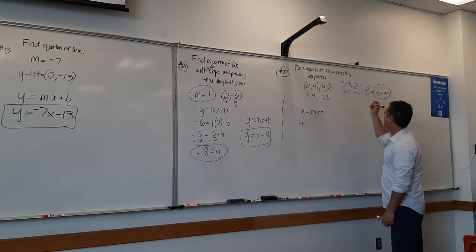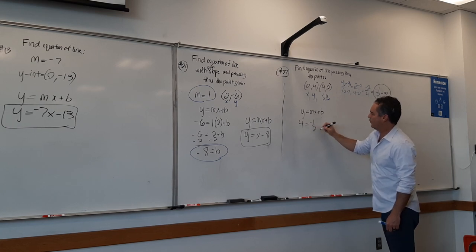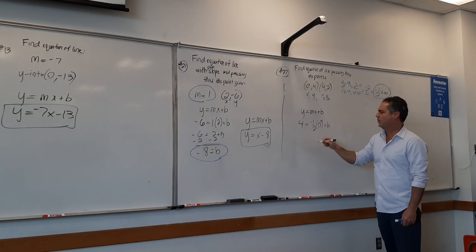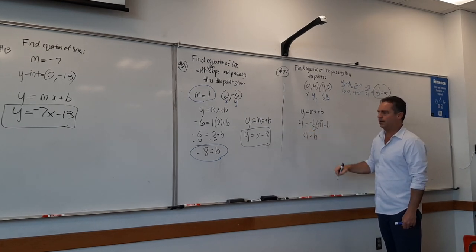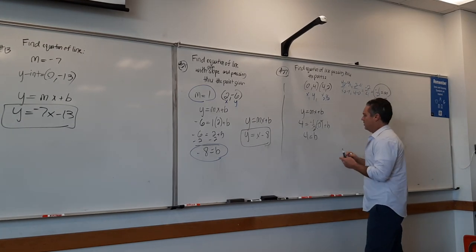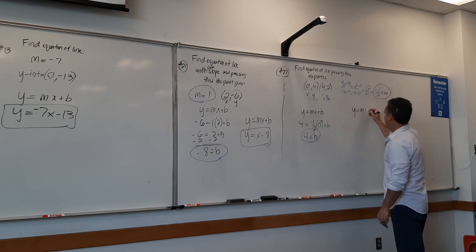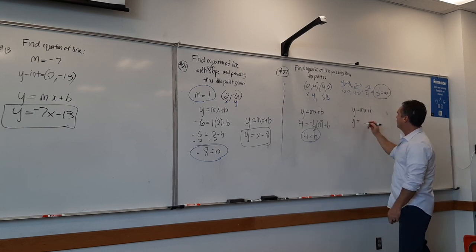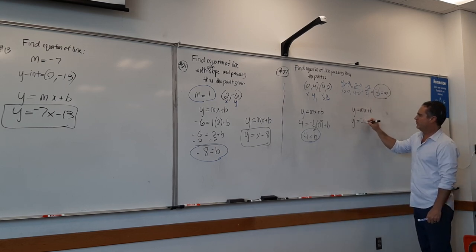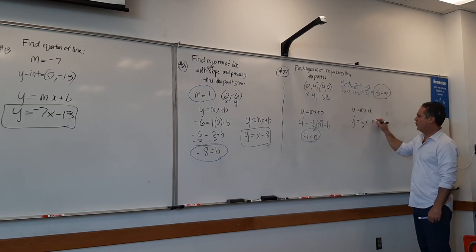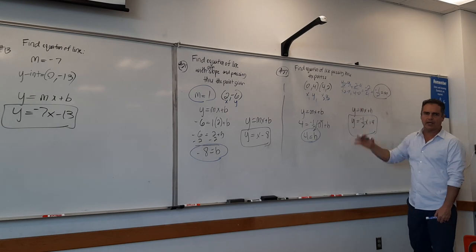What's m? -1/2. What's x? Zero. It's 0 plus b. Now our goal is to solve for b. 0 times a half makes 0, meaning 4 equals b. We now have m and we have b. We take y equals mx plus b. What's m? -1/2 x, x is part of the equation. What's b? +4. That is the equation of this line.